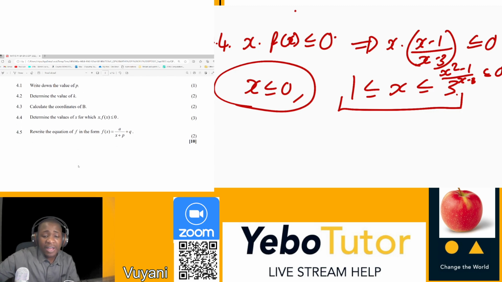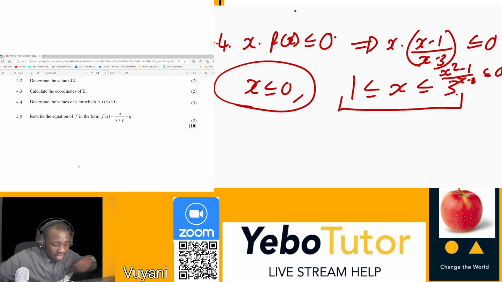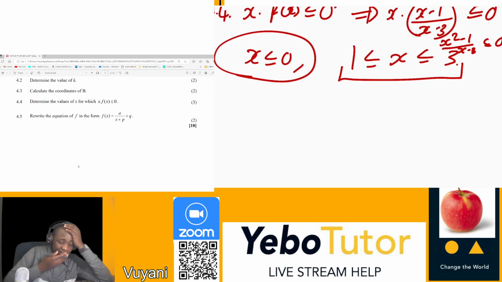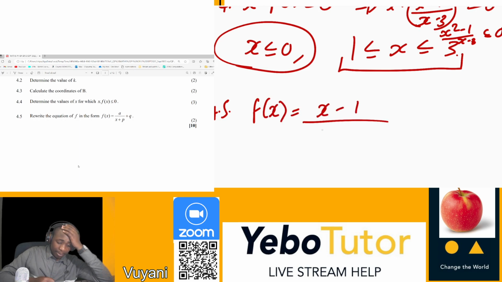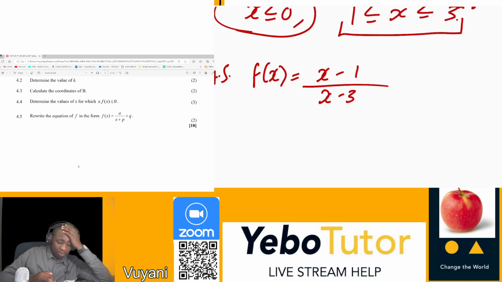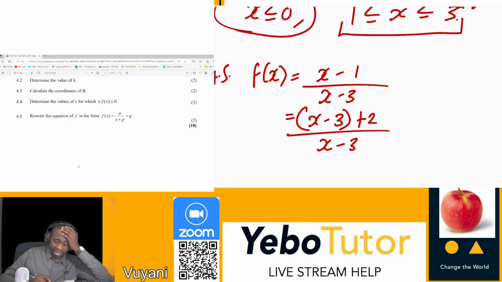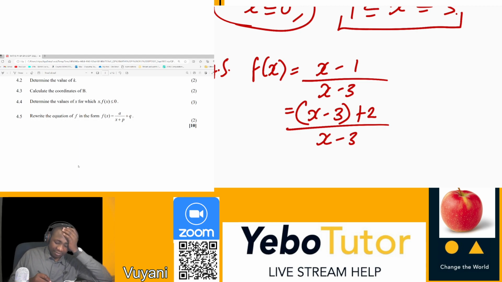Rewrite the equation of f in the form f of x equal to a over (x plus p) plus q. Guys, now they are telling us how to solve this problem. This is straightforward. Let's go. So this is 4.5. f of x is equal to (x minus 1) divided by (x minus 3). We can say (x minus 3 plus 2) divided by (x minus 3). I mean, negative 3 plus 2 is still going to give us negative 1 there.